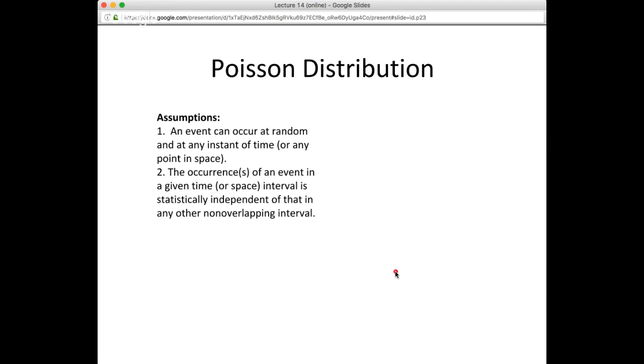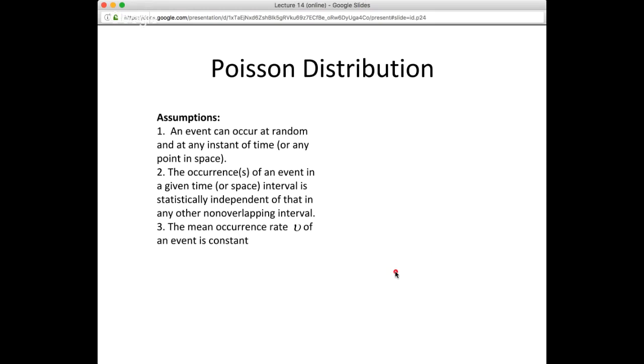And we make a couple of other assumptions. Basically, we assume the occurrence of the event in a given time or space interval is statistically independent of that in any other non-overlapping interval. So even though we're talking about continuous time or space, we could divide those time and space regions into intervals and then look at whether the events in each of those intervals was statistically independent. And the Poisson distribution would assume that they are statistically independent.